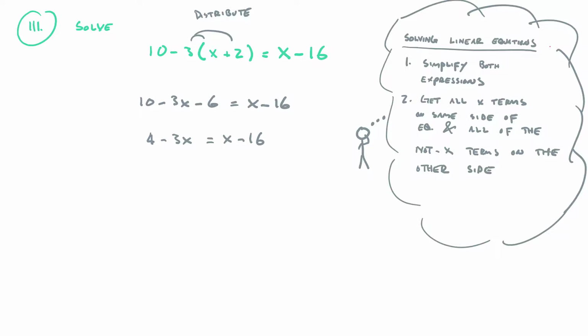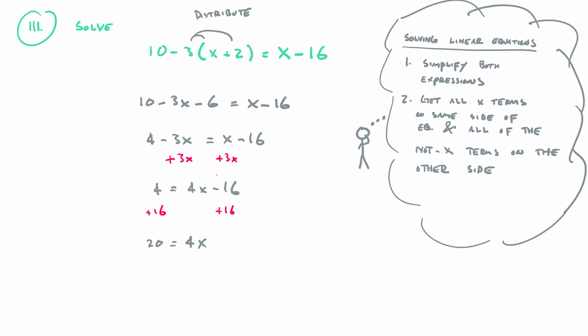And anything that doesn't have an x in it, let's move that to the left-hand side. Okay, so -3x, I'm going to move over this way by adding 3x to both sides. And that gives us 4x, because 1x plus 3x is 4x. And then I'm going to notice that -16 does not have an x in it, so I'm going to move that left. And to do that, we have to add 16 to both sides.